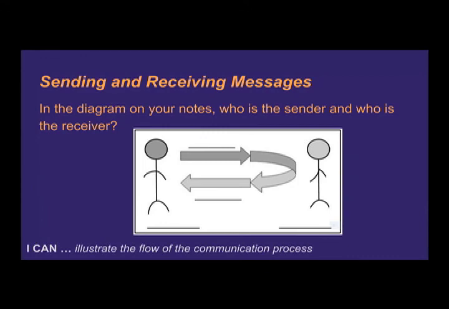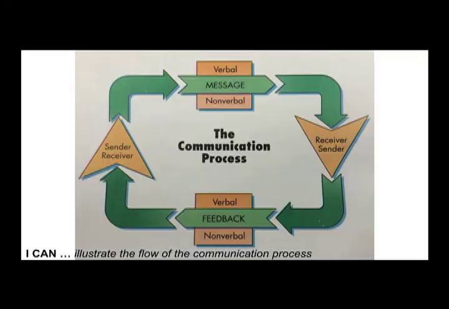All right, in the diagram, it says on your notes, but you don't have notes. But who would you say is the sender and who is the receiver? Who's the sender, right or left? Left. All right, and who's the receiver? That would make the person on the right the receiver. Now, which is the message and which is the feedback? The message is that initial communication, and then what is sent back, that's the feedback.